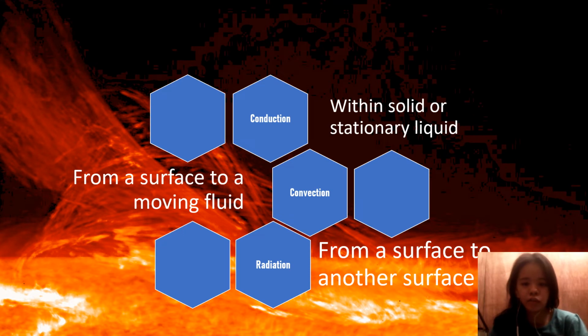So these are the topic outline: conduction, convection, and radiation. Three modes of heat transfer. When we say conduction, it is within solids or stationary liquid. When we say convection, it is from a surface to a moving fluid. And radiation is from surface to another surface.